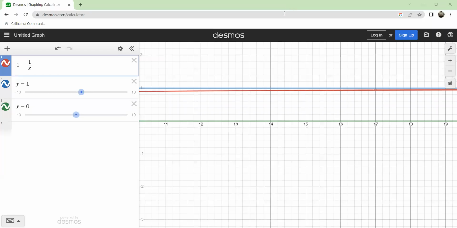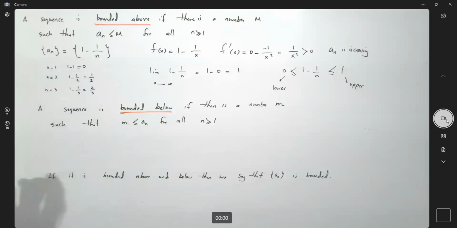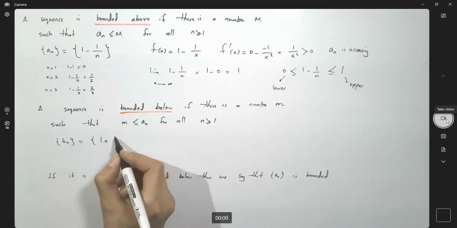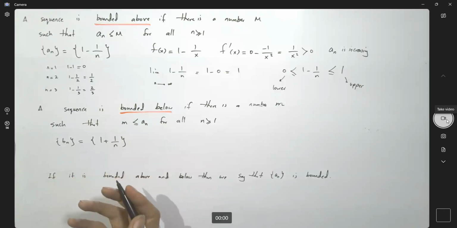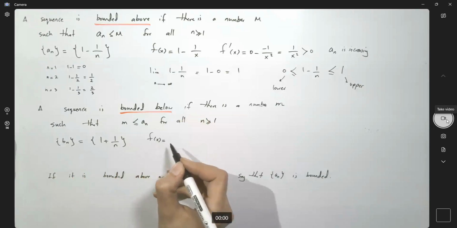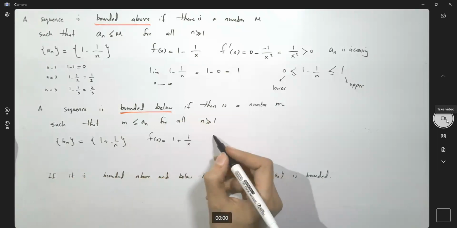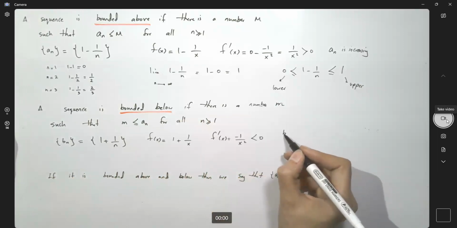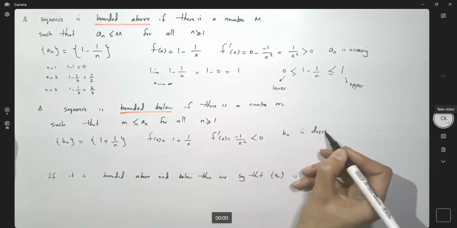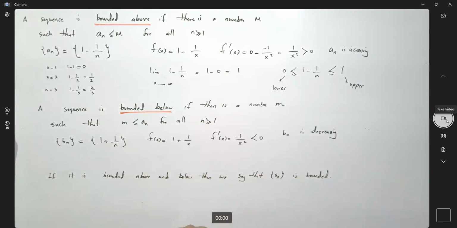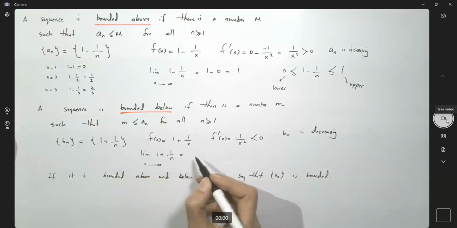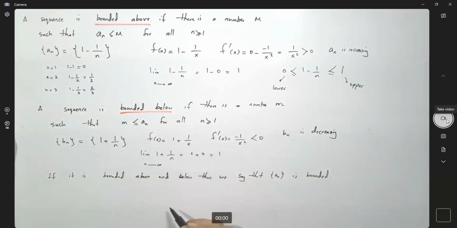Let's take a look at another sequence. For this sequence, b_n is equal to 1 plus 1 over n. As usual, we can represent the function in x and analyze this. f prime of x is negative 1 over x squared, which is negative. So we expect b_n to be decreasing. Very good. If I take the limit of 1 plus 1 over n as n approaches infinity, it is 1 plus 0, which is 1. We expect this to approach 1 as well.